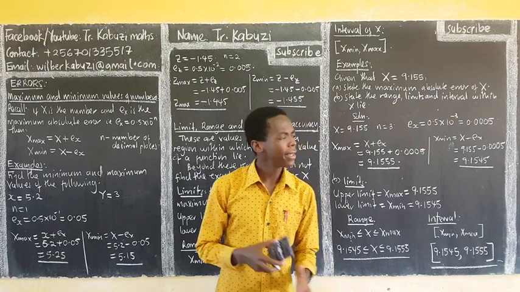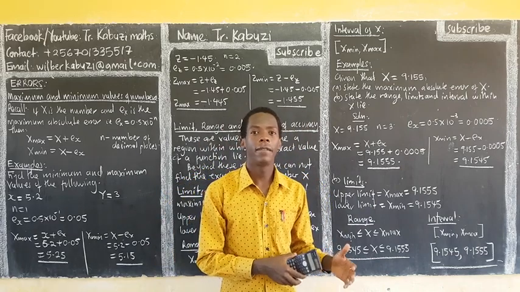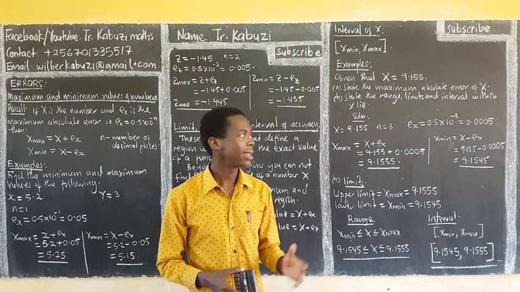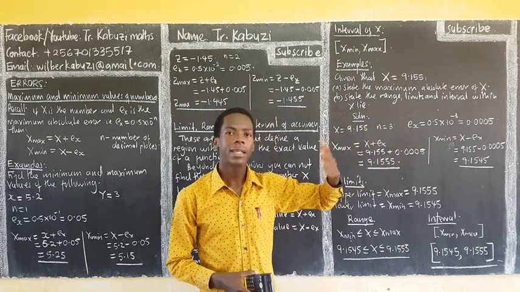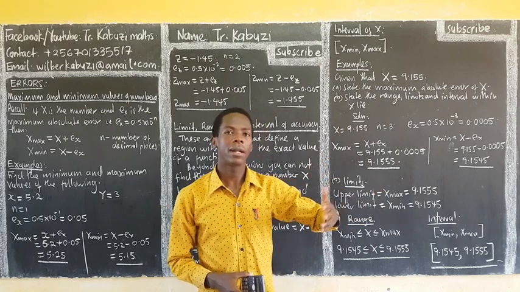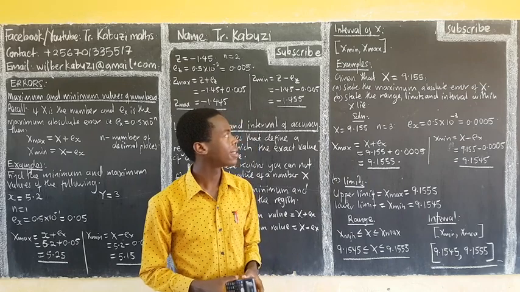Now, I think you've seen that the more decimal places we have, the less this maximum possible error is going to be. So in simple terms, for better accuracy, you give a number to more decimal places. That's what it indicates here.